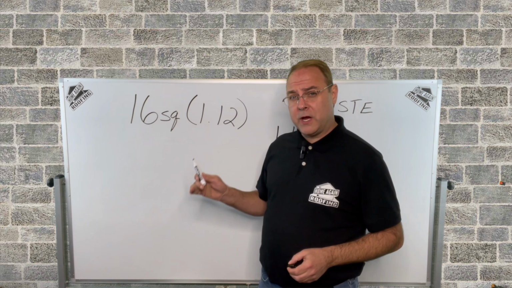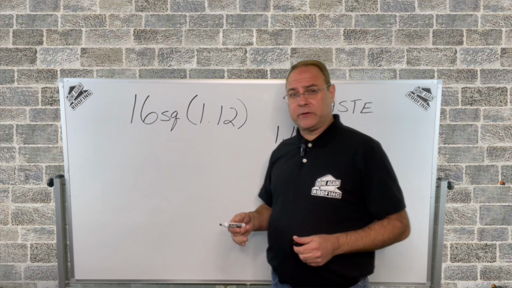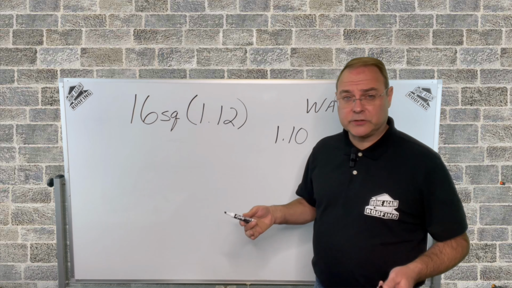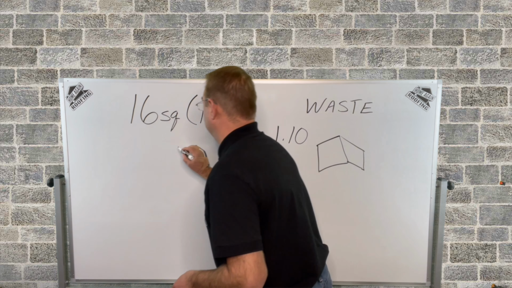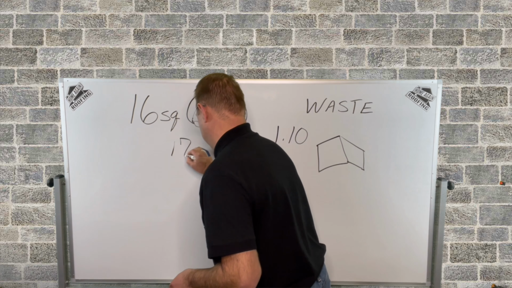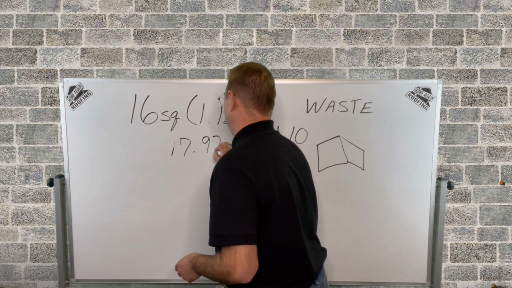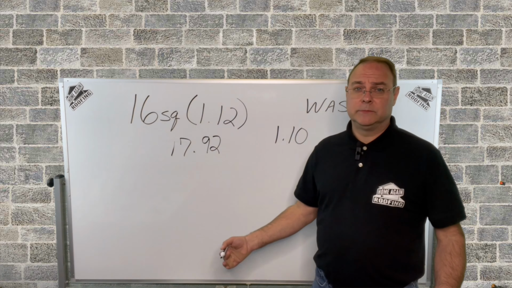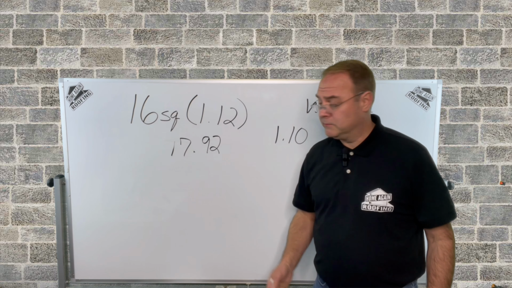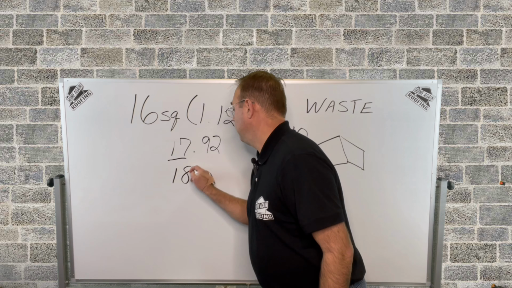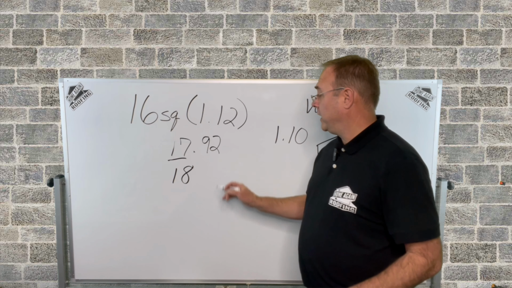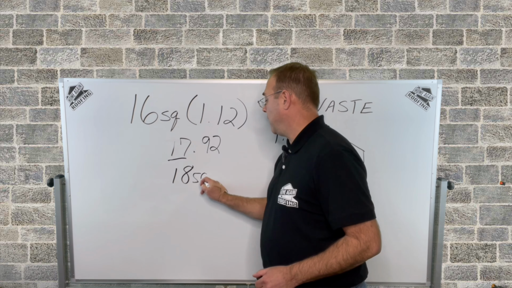Okay, so now we have our 16 square. We're almost there. We know our pitch factor of being a 6/12 is 1.12. That's going to give us a number of 17.92. Now in squares, there are no decimal points. So we take that up to 18. So we're at 18 square and we are almost there.